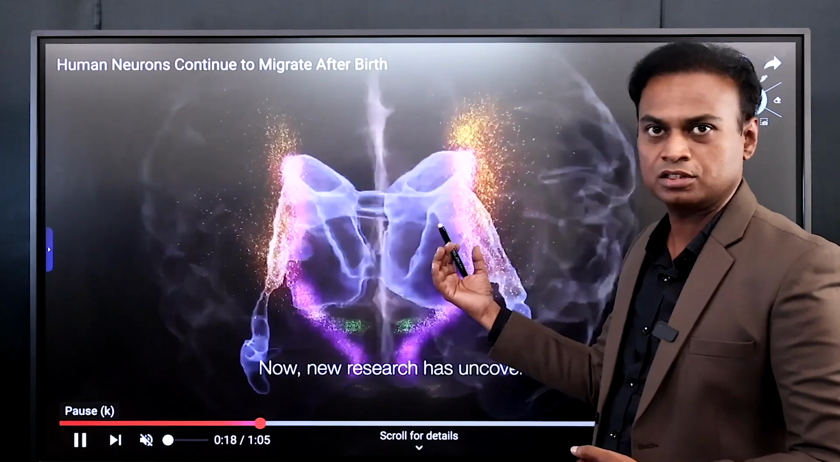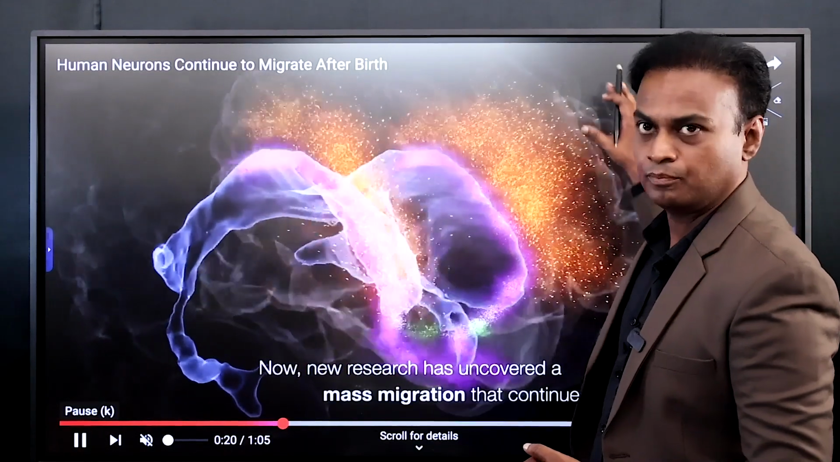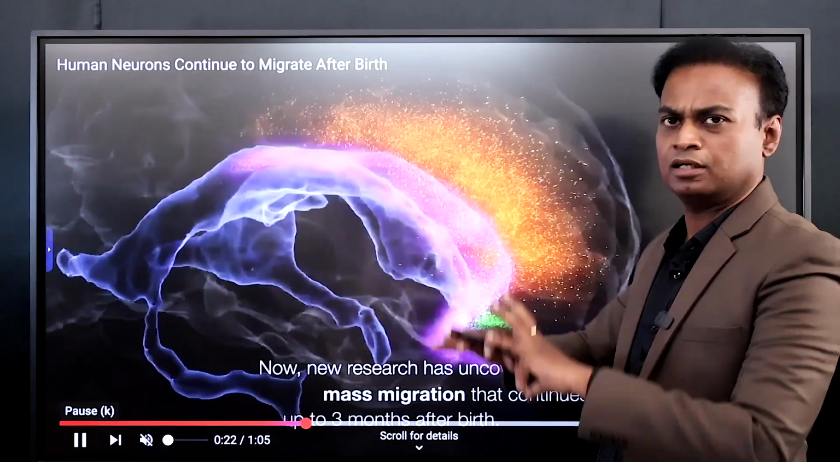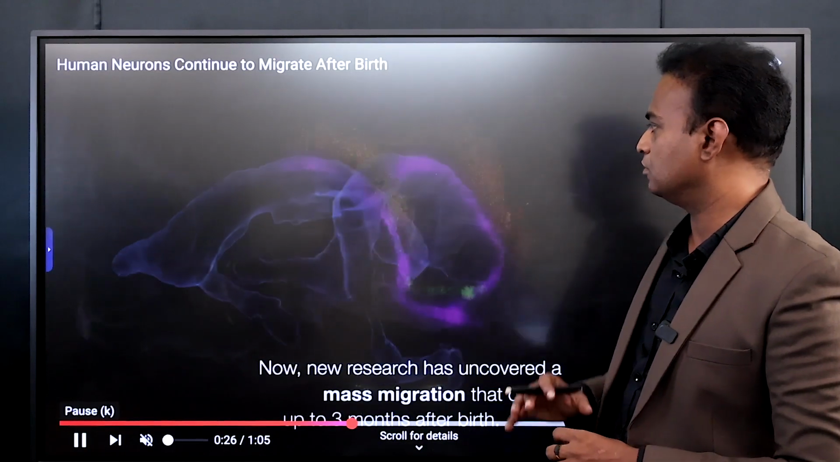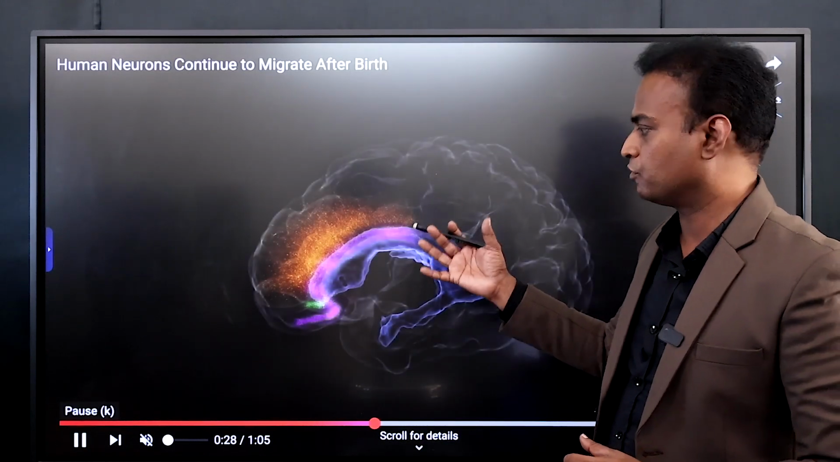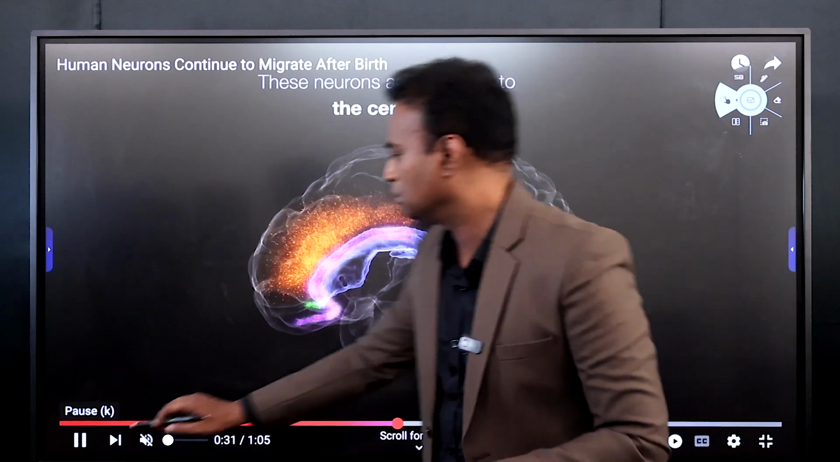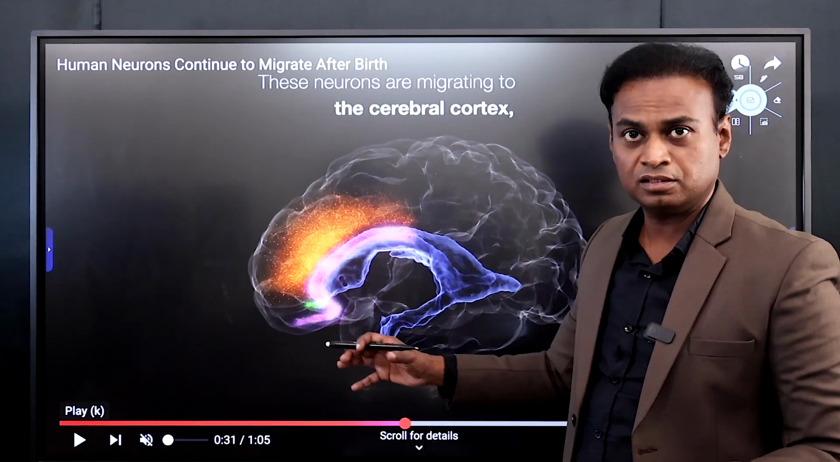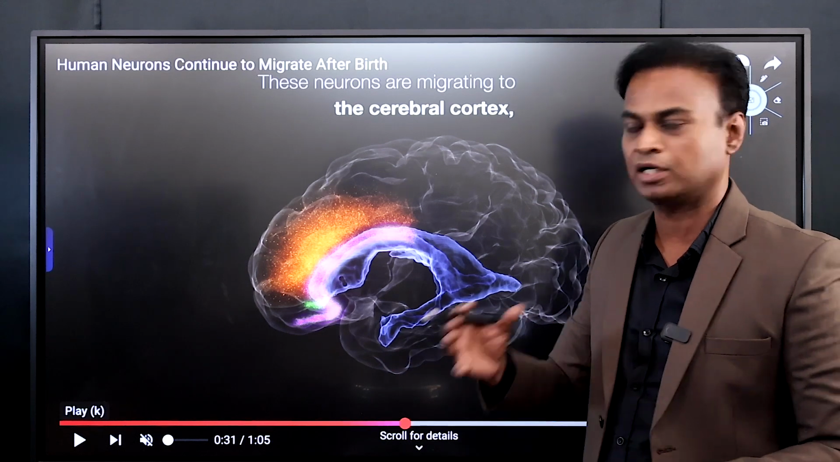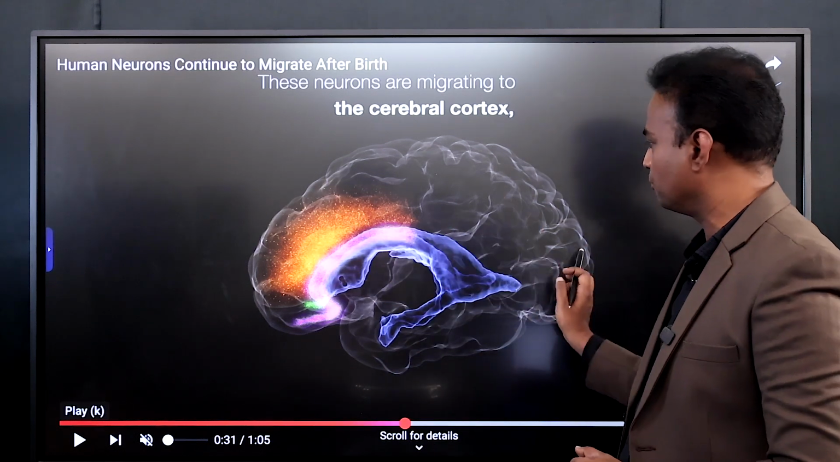Once the neurons are originating, they move towards the periphery. They originate here and go and settle in the different parts of the brain. They especially settle in the outer part of the brain, that is known as the cerebral cortex. See, this is the cerebral cortex. This is the thing that makes human beings different from other animals. This is the thinking part of a human being.